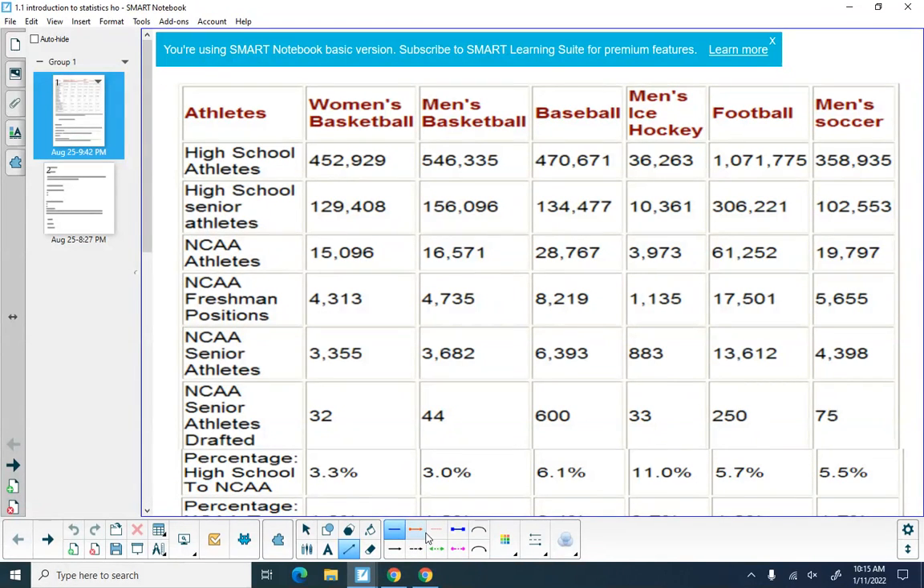Statistics is something that's a huge part of your life, and you don't even realize it. The day you were born, you became a statistic.